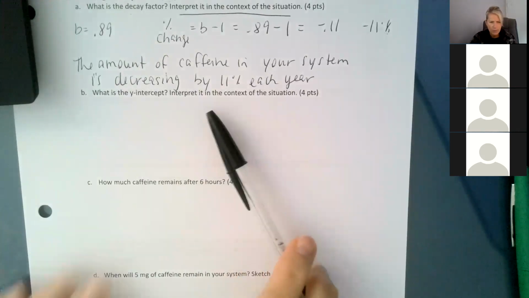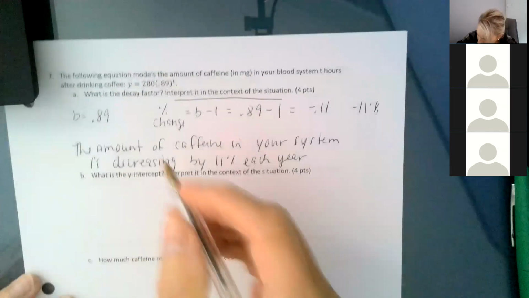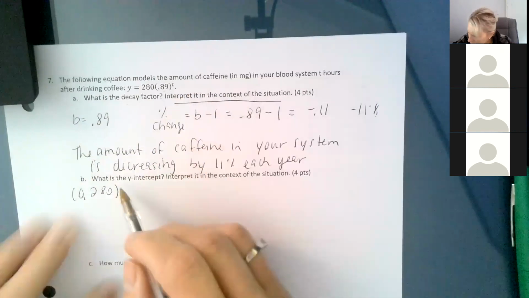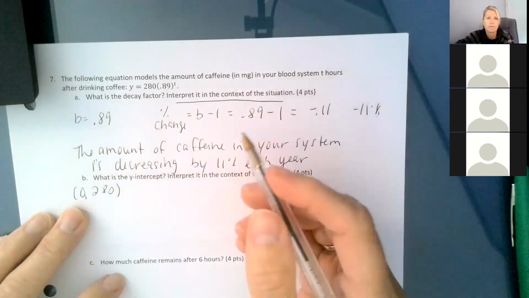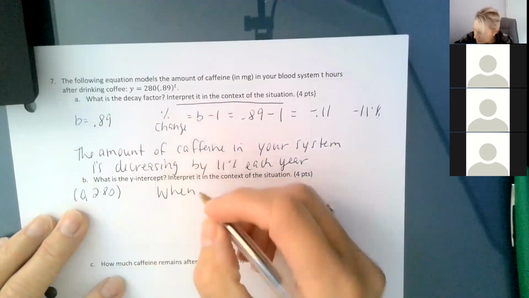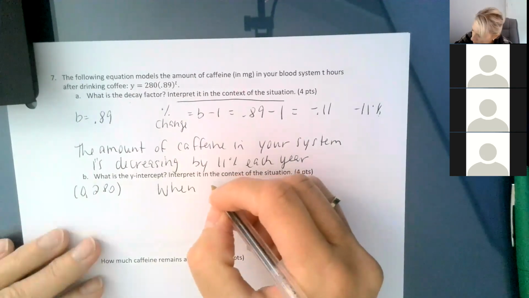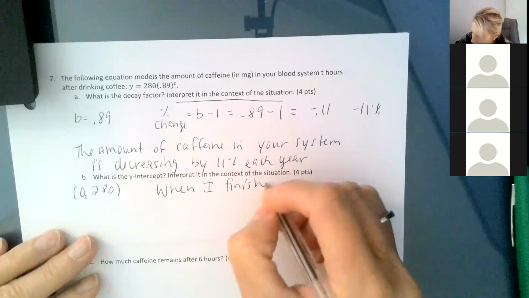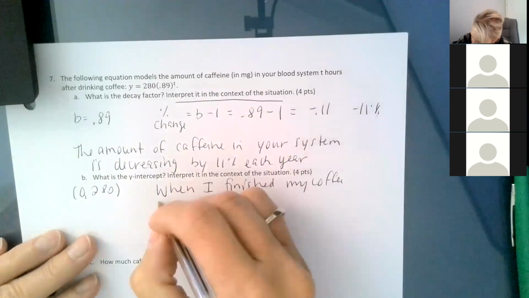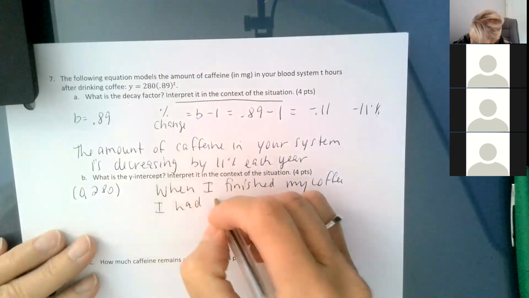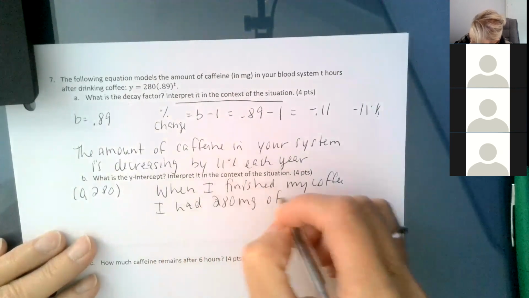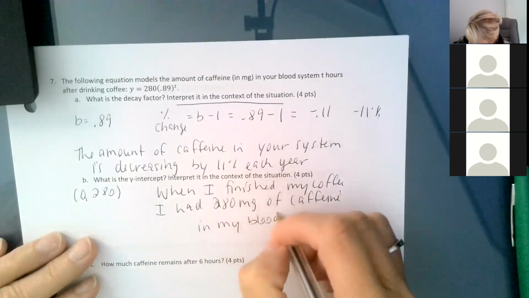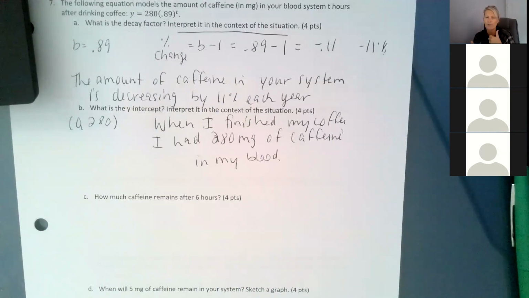Letter B says, what is the Y-intercept? Interpret it in context of the situation. So the Y-intercept is (0, 280). And to interpret that, 0 is when I started measuring, right? Maybe at the max. When I finished my coffee, I was probably at the max. When I finished my coffee, I had 280 milligrams of caffeine in my blood. It only went down after that, unless you keep drinking coffee, of course.